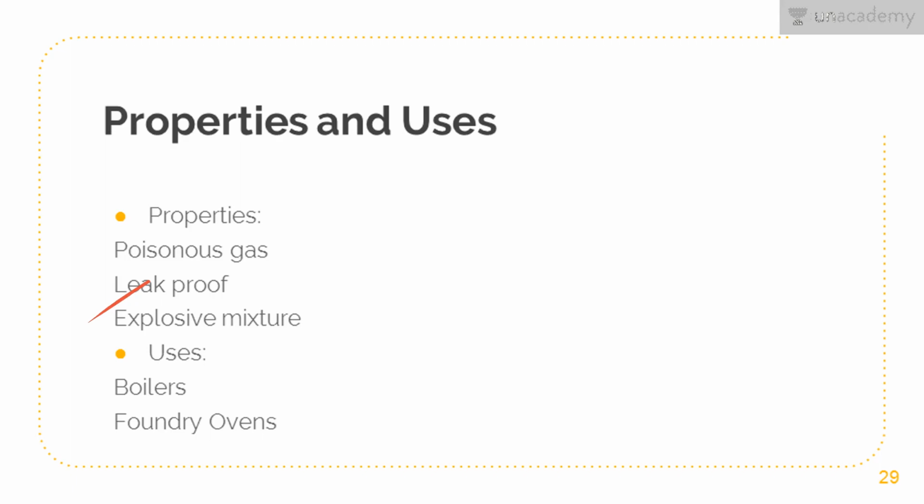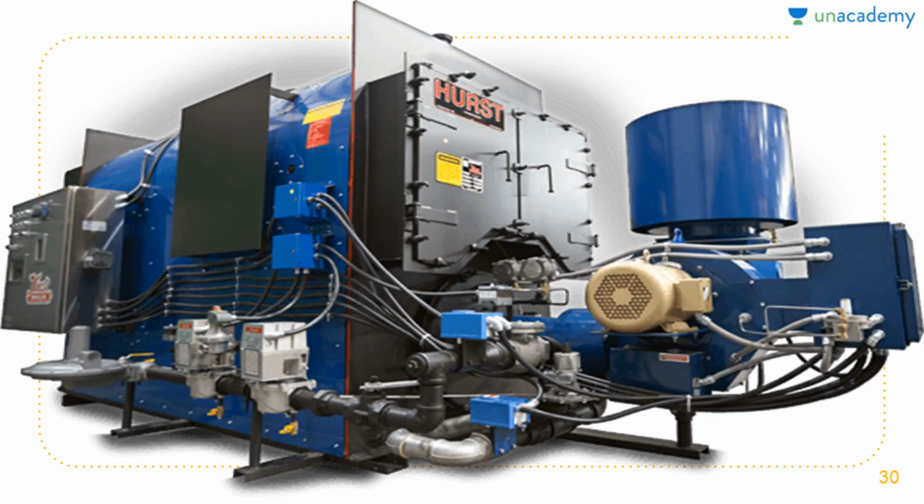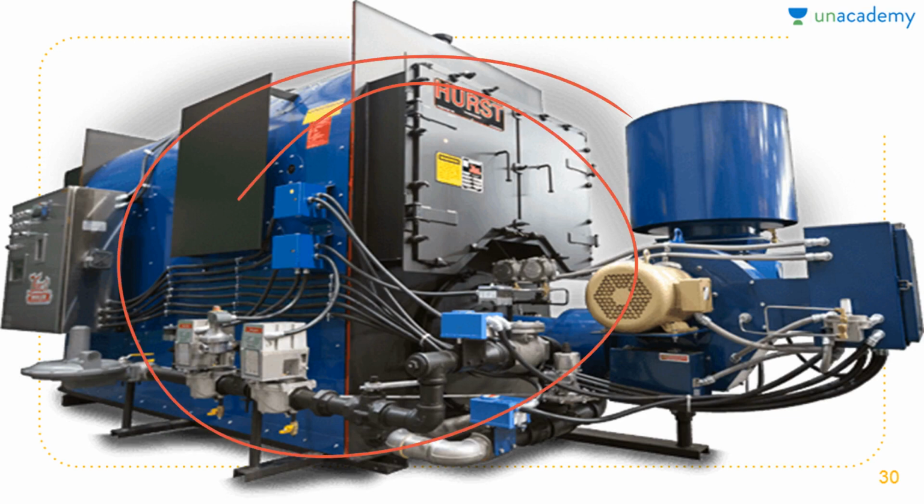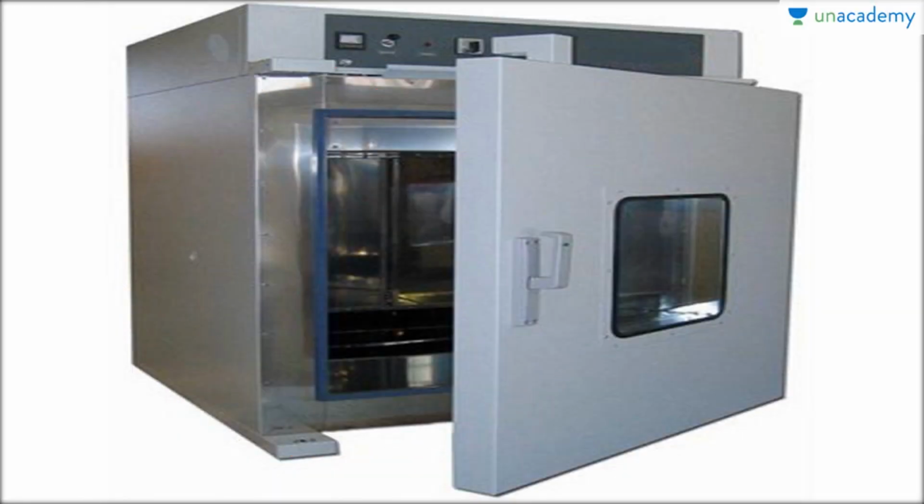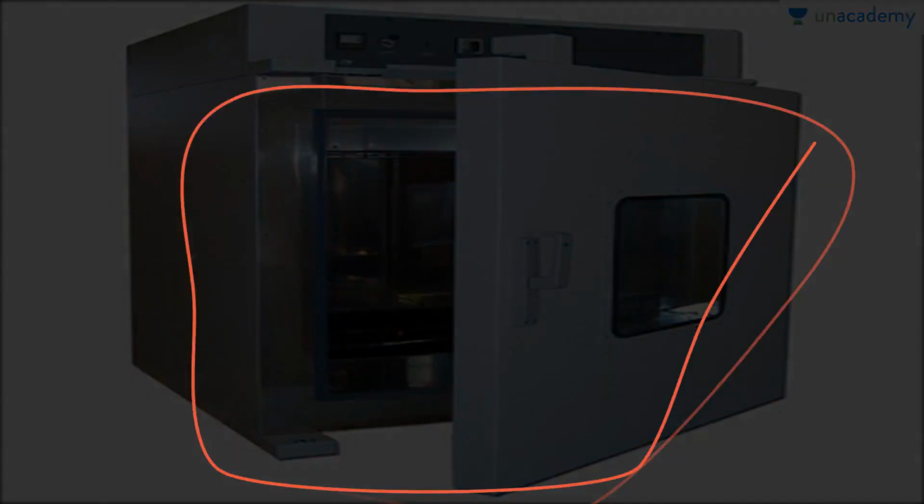Under some conditions, the mixture of gas and air forms an explosive mixture which explodes when coming in contact with any source of fire. So what are the uses? They are used in boilers and in foundry ovens. So this is a boiler. You can see this is an image depicting a boiler. This is an image depicting a foundry oven.